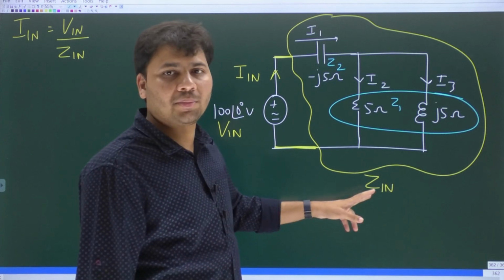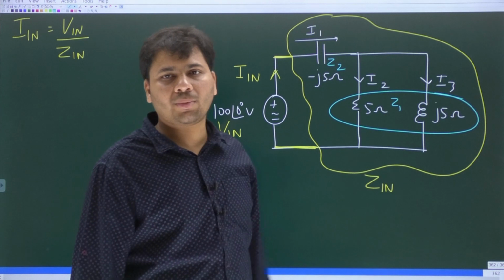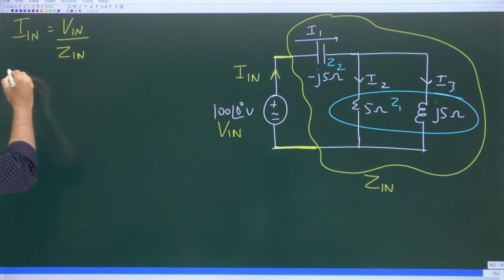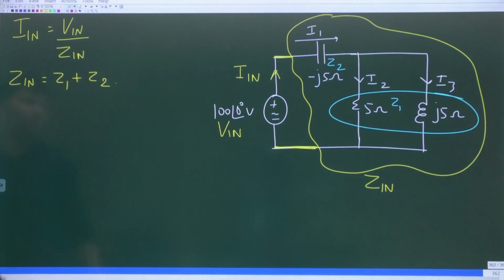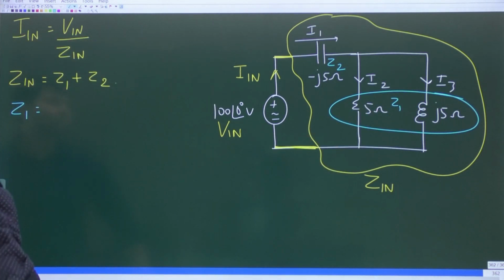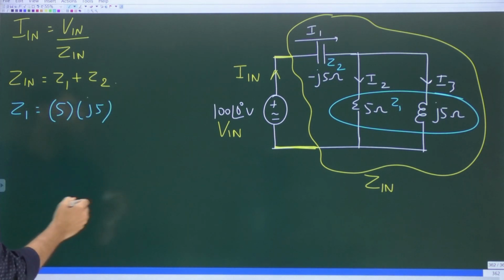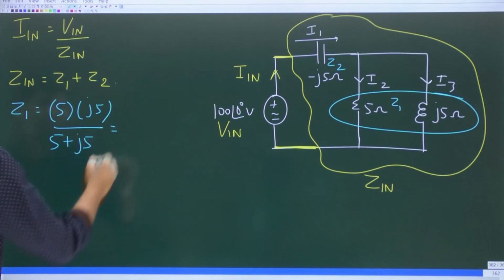In fact, this input impedance, which is the net impedance between these two terminals, will be equal to what? Z2 plus Z1. Okay. So here Zin will be equal to what? Z1 plus Z2. So now we should find Z1. Z1 is what? Parallel combination of these two. Will it not be 5 multiplied with J5 divided by 5 plus J5?